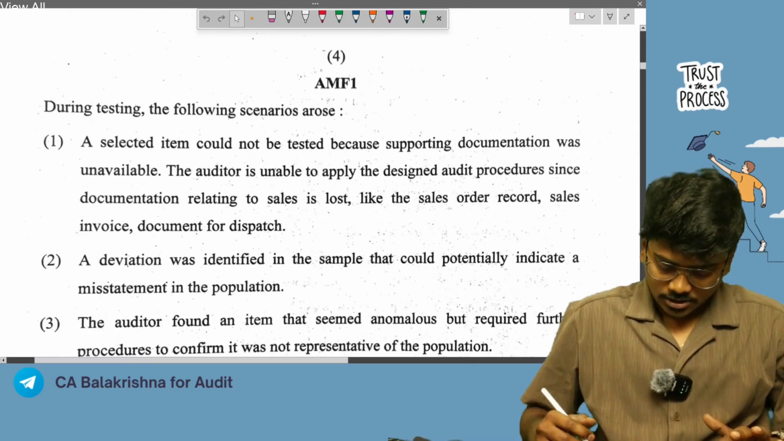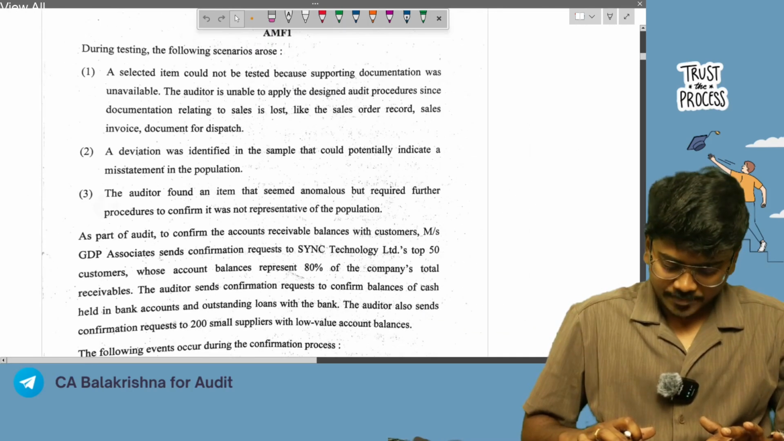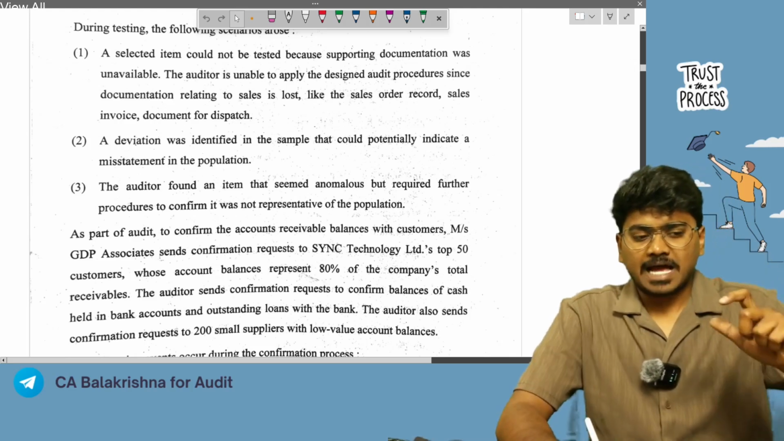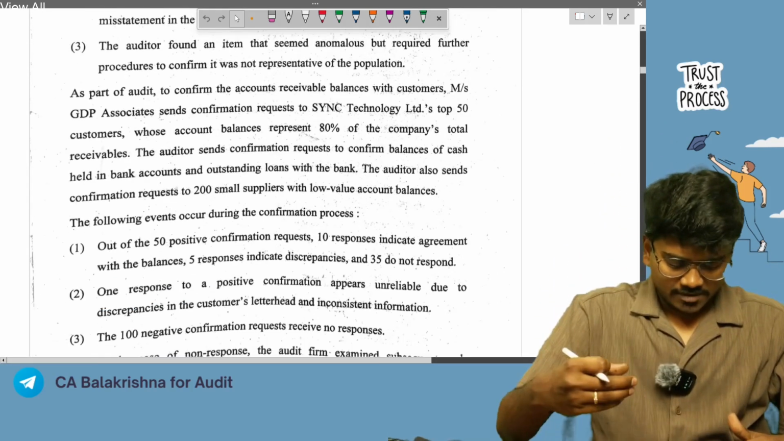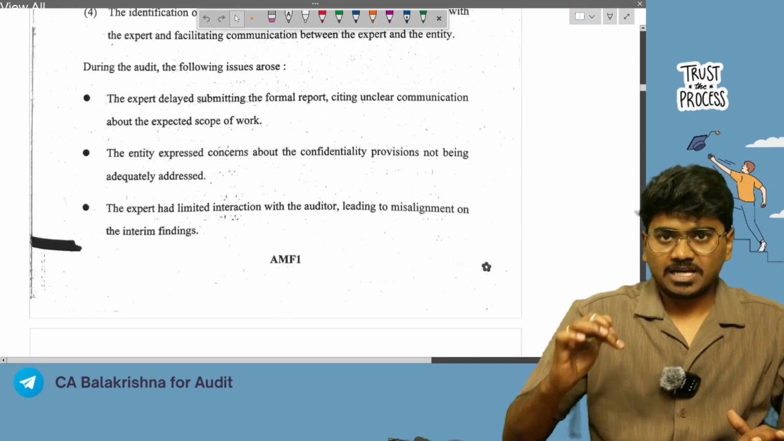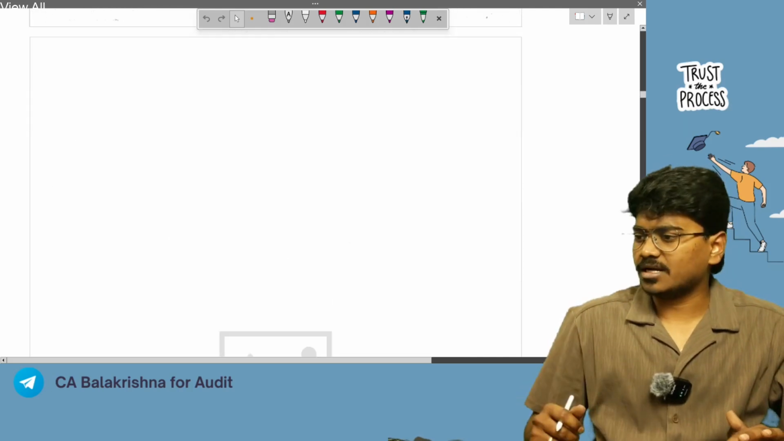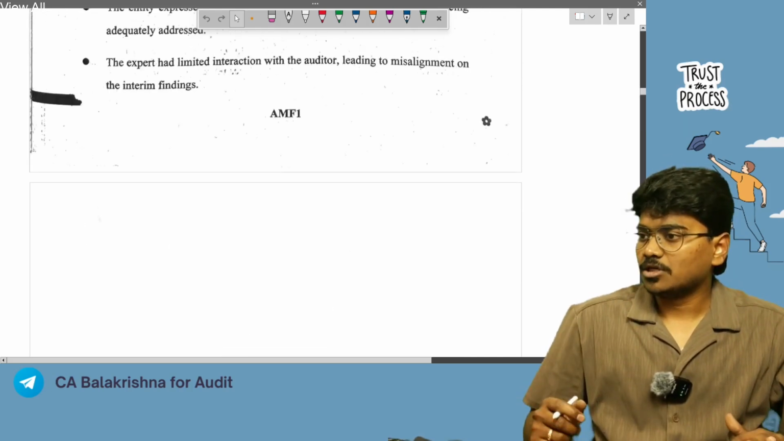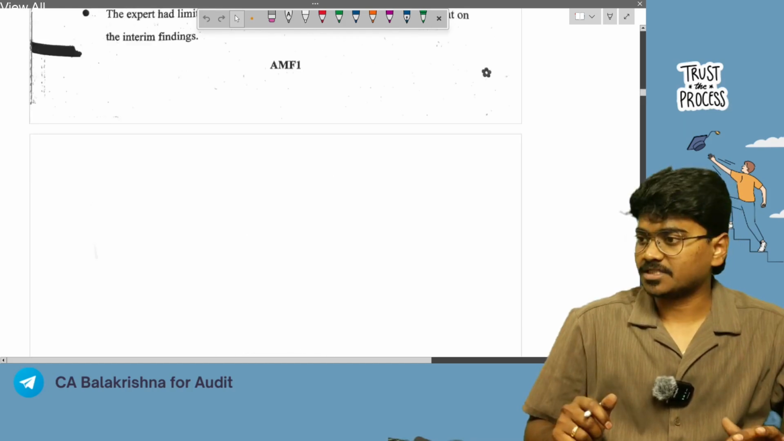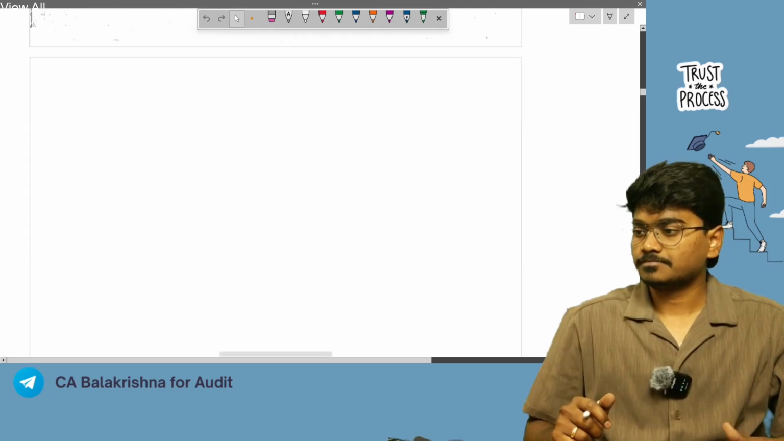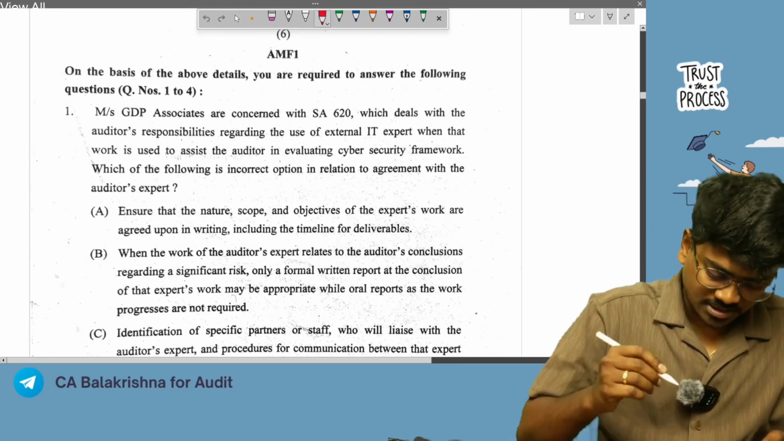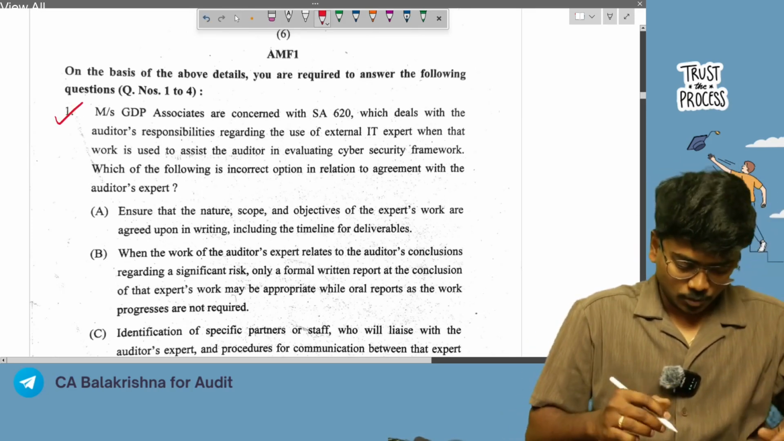quickly solve this paper. Basically, here in the case scenario based MCQs, I will not be reading the entire case scenario. I will be going MCQ by MCQ. Wherever necessary, I will explain the context of the case scenario. Since you have already read this paper in the examination, you would have an idea of the case scenario, right? Starting with the first MCQ in case scenario number 1.